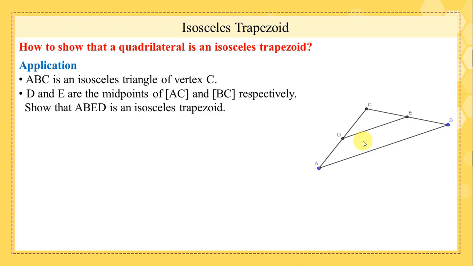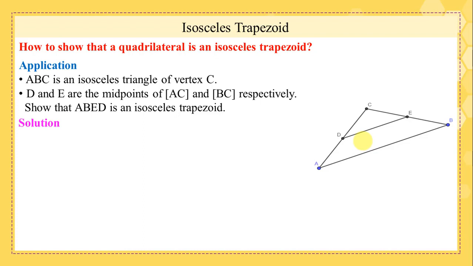So first, before we prove it isosceles, we have to prove that ABED is a trapezoid. Then we choose one of these ways to show it isosceles. Please pause the video and try to solve this application. Solution. First, how to show that ABED is a trapezoid?